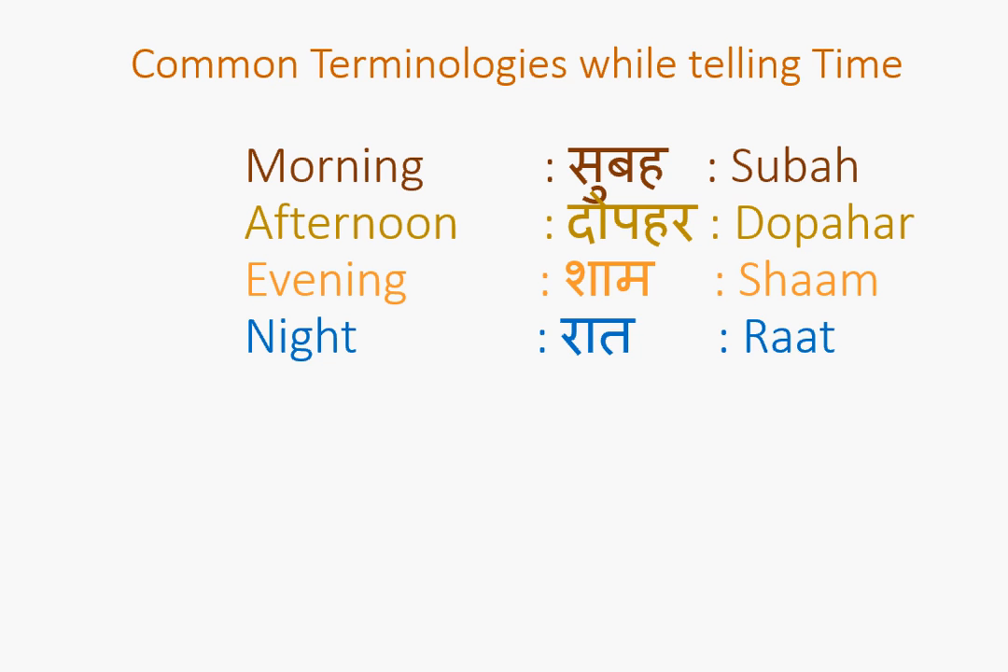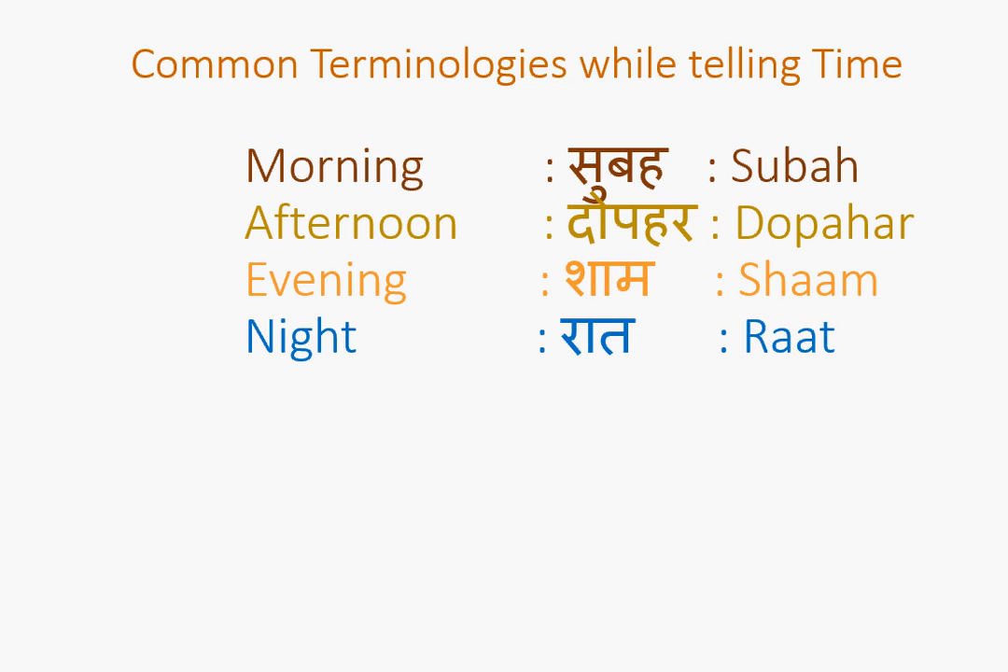Afternoon, dopahar. Morning, subah. Afternoon is dopahar in Hindi. Then comes evening, sham. Sham, evening. Evening is sham in Hindi. And lastly comes the night, raat. Raat ke 9 baje, 9 o'clock in the night. Raat ke 10 baje. So raat means night. Raat ke 10 baje. 10, remember 10? Raat ke 10 baje. 10 o'clock in the night.